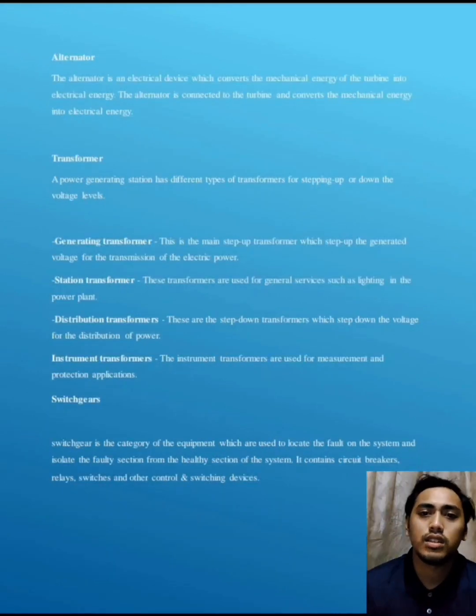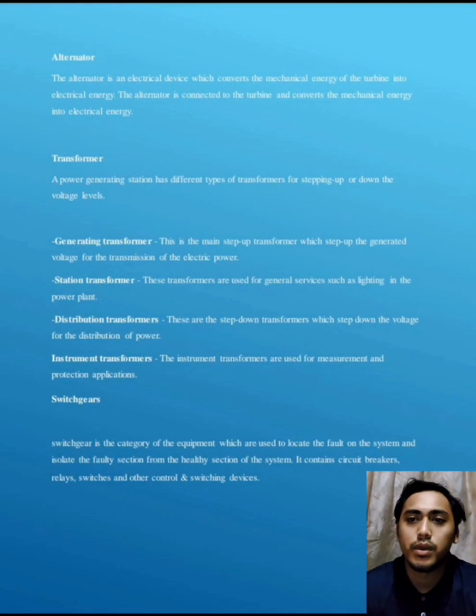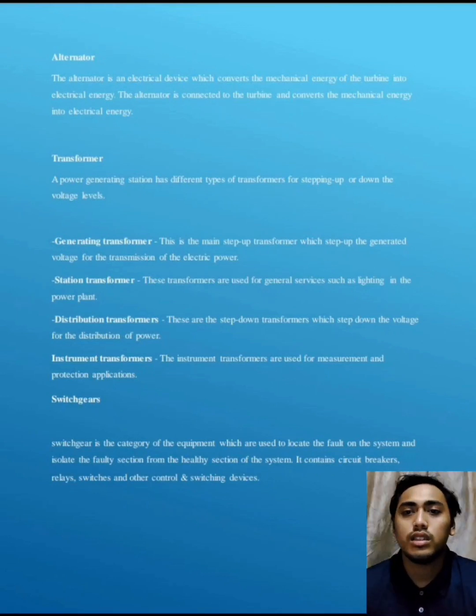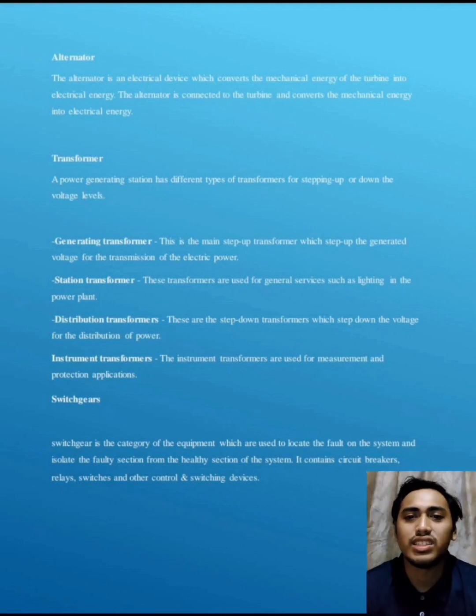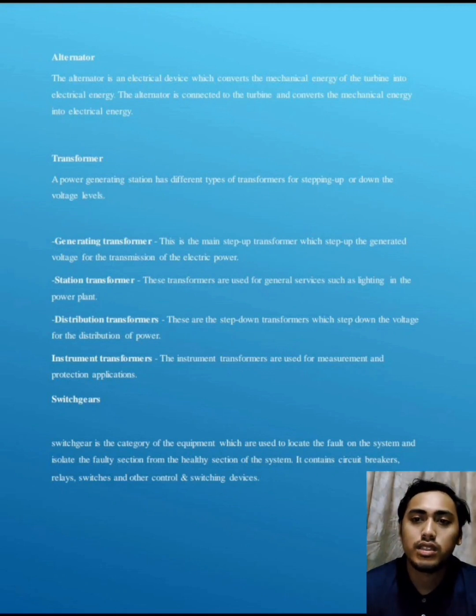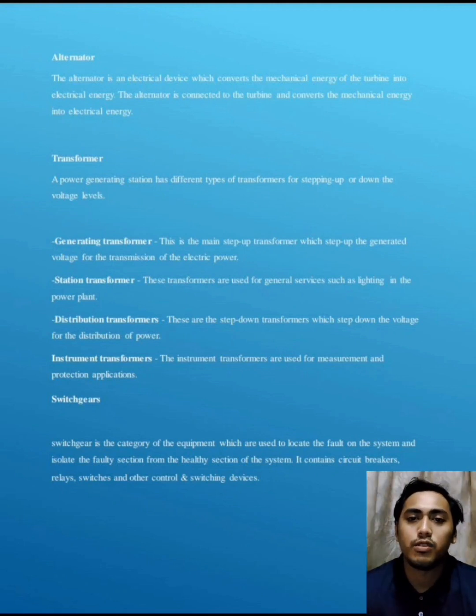Let's move to the alternator, the electrical device which converts the mechanical energy of the turbine into electrical energy. The alternator is connected to the turbine and converts the mechanical energy into electrical energy. Transformer. A power generating station has different types of transformer for stepping up or down the voltage level. Let's move to the generating transformers. This is the main step-up transformer which steps up the generated voltage for the transmission of electric power.